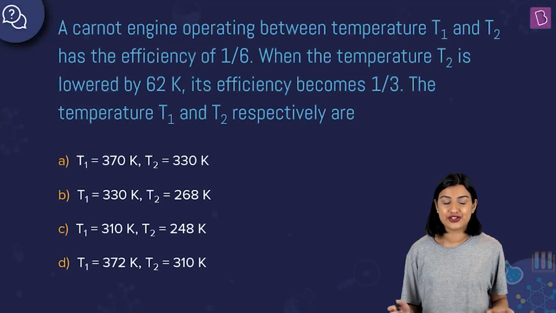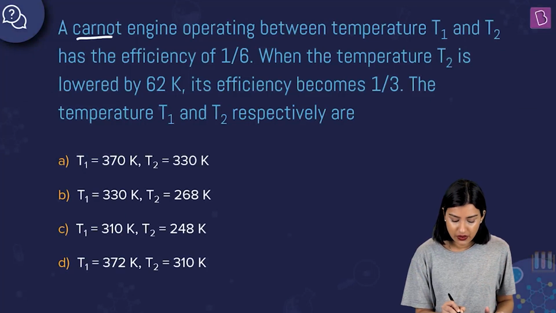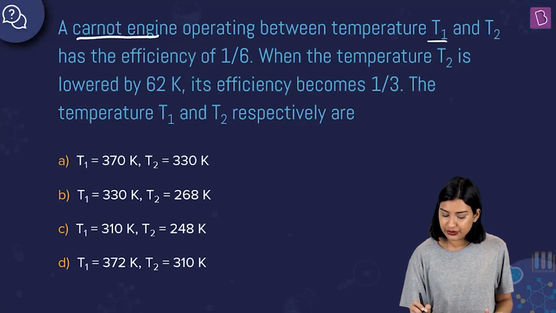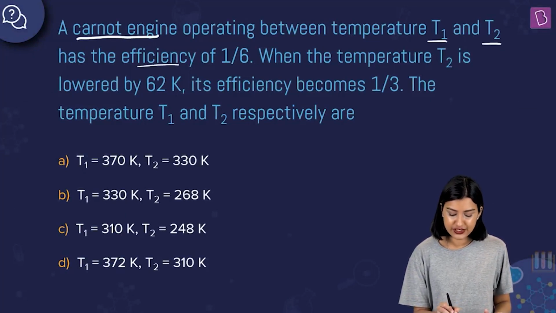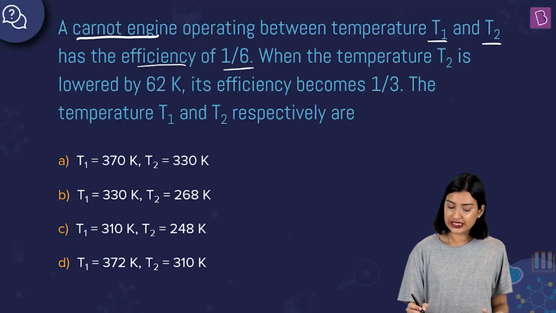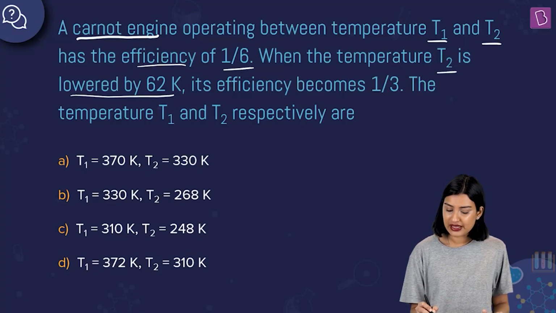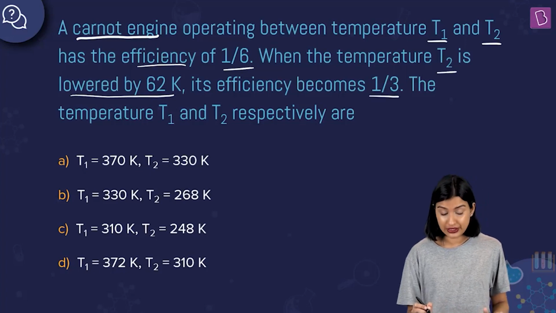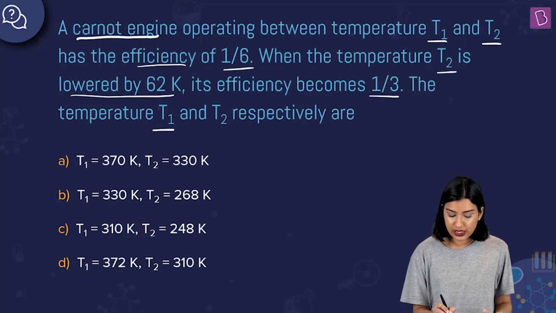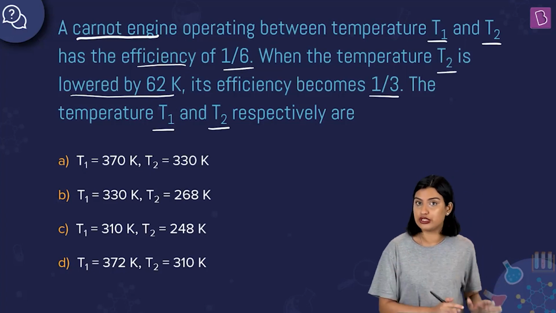Alright, so in this question, they're suggesting that a Carnot engine operating between temperature T1 and T2 has the efficiency of 1 by 6. When the temperature T2 is lowered by 62 Kelvin, its efficiency becomes 1 by 3. The temperatures T1 and T2 respectively are going to be what?